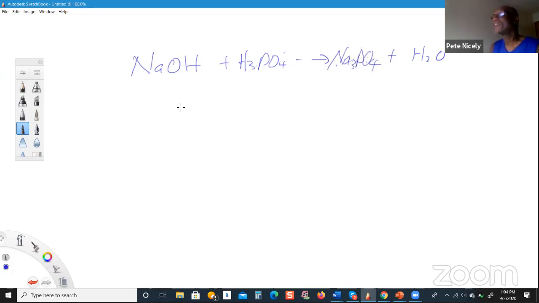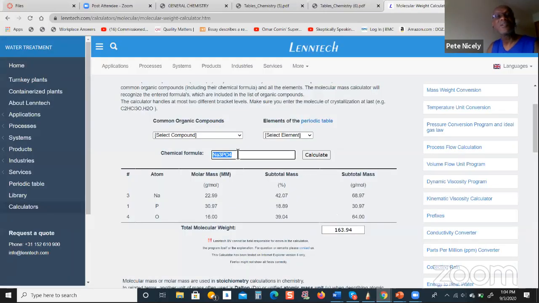So the next question is, what's the molarity of the phosphoric acid? Now, the question gave you 15.0 grams of sodium hydroxide, all right? So what we need to do first is convert that to moles. So 1 mole of sodium hydroxide above, and below we'll have the molar mass. So let me go back to my molar mass calculator, NaOH, and this gives you a molar mass of 40.00.